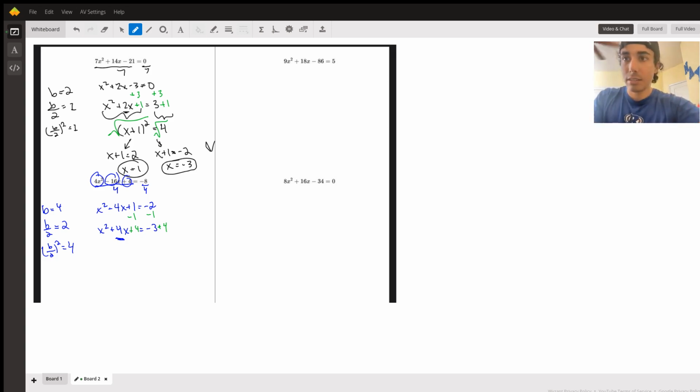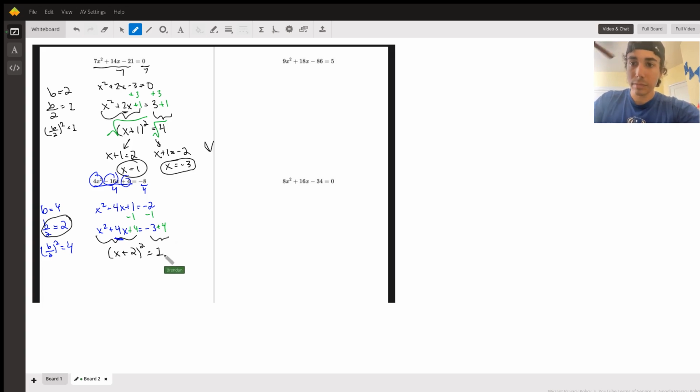Okay, and then as soon as we do that, our next step is going to be to condense this right here. So x plus b over 2, so x plus 2 squared equals, and then we can go ahead and condense that. Negative 3 plus 4 is 1.